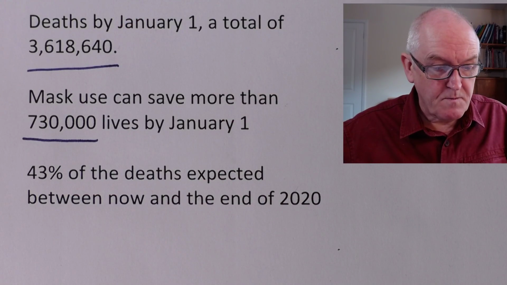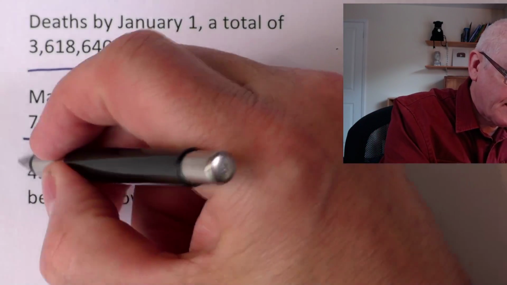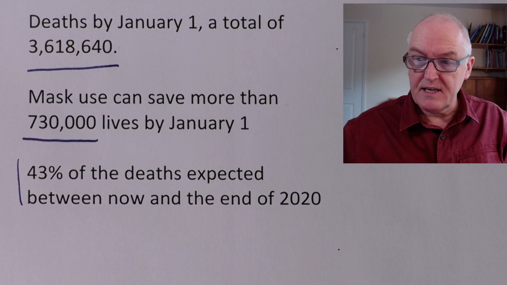You know, it's a new normal for a period of time. My Prime Minister yesterday said it's the next 6 months. Actually, that's probably going to be about right for the next 6 months. So wearing masks can reduce deaths by 43% of the deaths expected between now and the end of 2020.